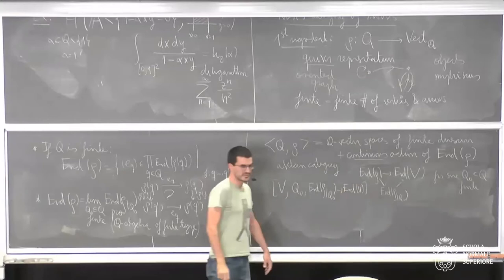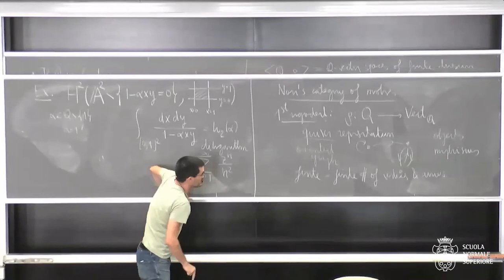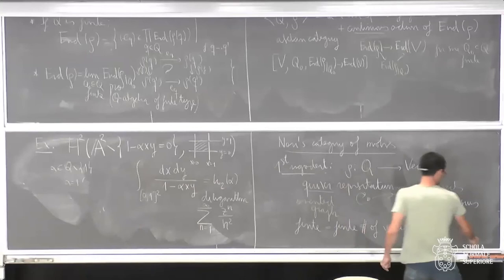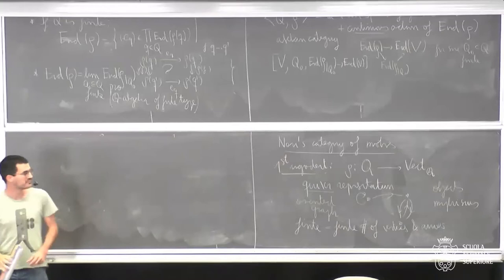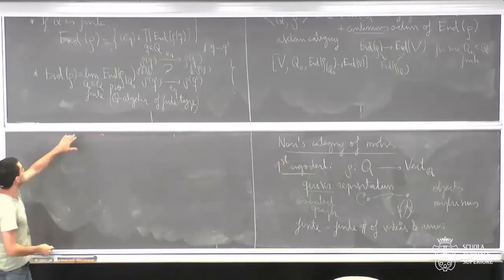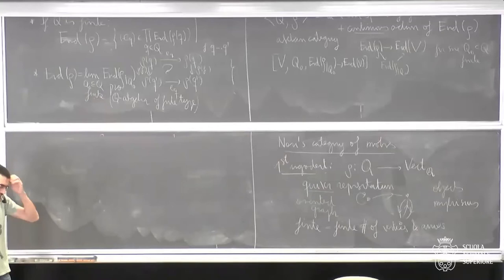And well, what Nori proves is that this construction is universal for everything that can be compared to the representation. So these are the identifications coming from restriction maps and inclusions in the algebra. Yeah, I'm not saying all these objects are different.